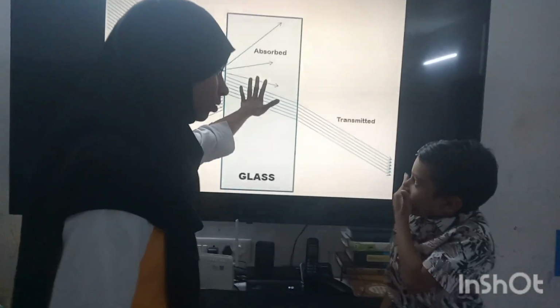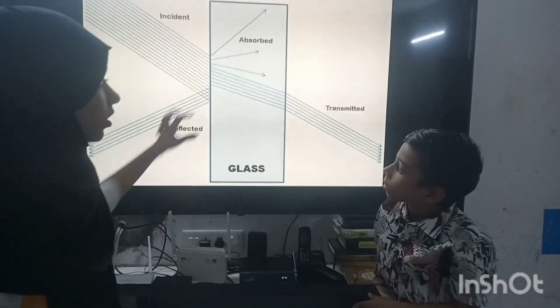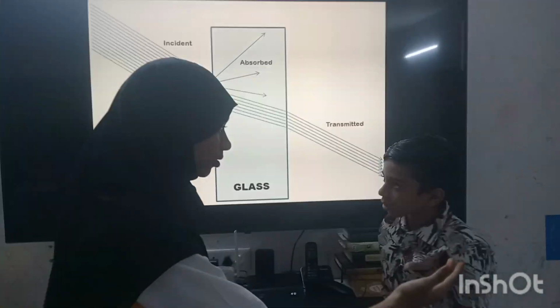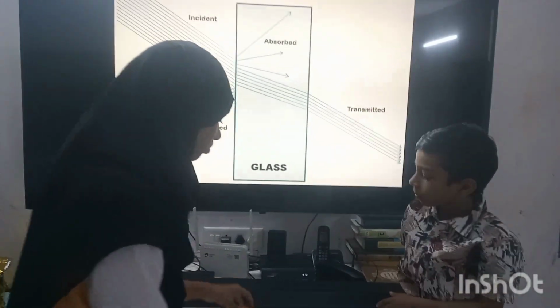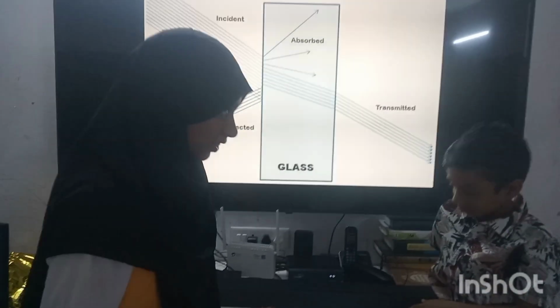So the absorbed doesn't do anything. So the reflected light is more. When the transmitted light is more, the light passes through and you can see through. But when the reflected light is more, it is more like a mirror, so you can see yourself. Okay. Do you understand? Yes.